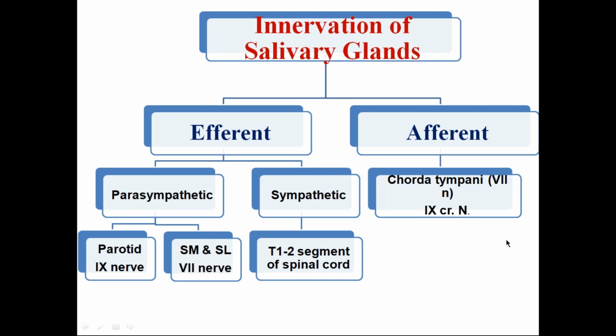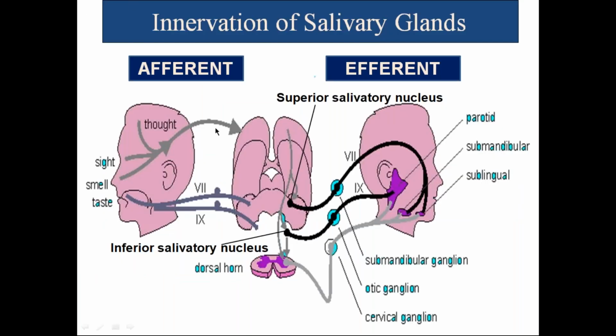Okay? So the chorda tympani branch of the 7th cranial nerve is afferent, and of course you have the glossopharyngeal nerve again, which has the afferent neurons within itself. So this is your innervation of salivary glands.